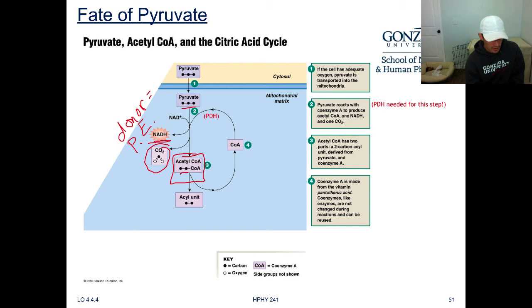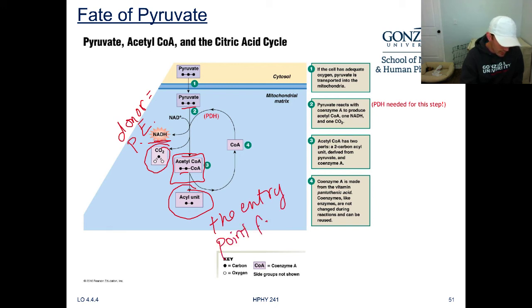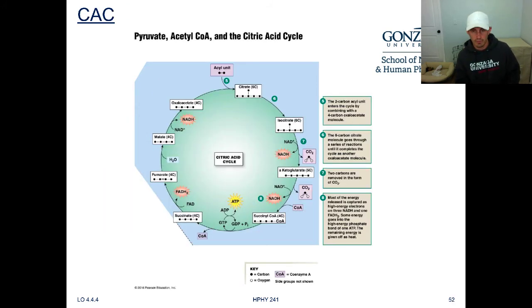Now, as soon as acetyl-CoA is made, the CoA gets dropped, and we're left with a molecule called an acyl unit. Okay, and this is technically what I'll call the entry point for the citric acid cycle. So here's our lovely citric acid cycle. Remember, we start with an acyl unit, but since we have 2 pyruvates, we generated 2 acetyl-CoA, so in reality we have 2 acyl units.